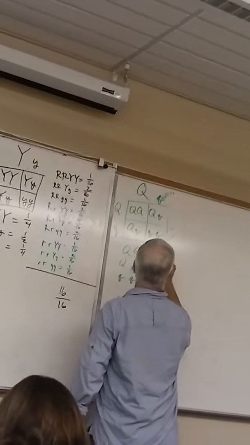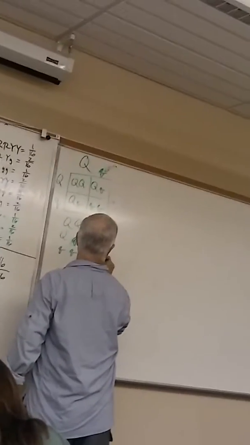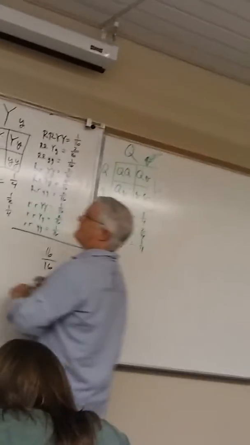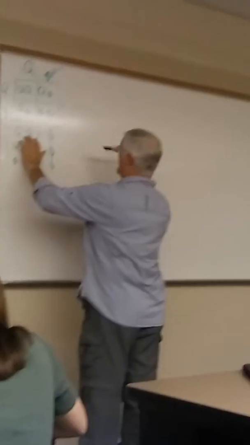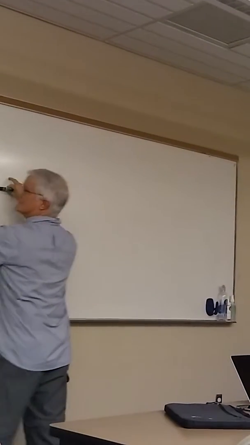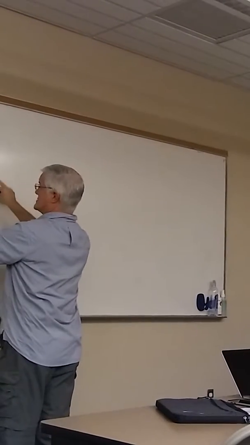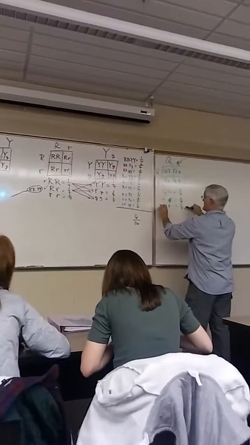So it's a 1 to 2 to 1 ratio. I would simply have to do this. Big R times big Y times big Q equals my probability. Big R, big Y times heterozygous Qs. Big R, big Y, homozygous Qs. Big R, heterozygous Y with big Q, big R, heterozygous Y with heterozygous Q, big R, heterozygous Y with homozygous Q.